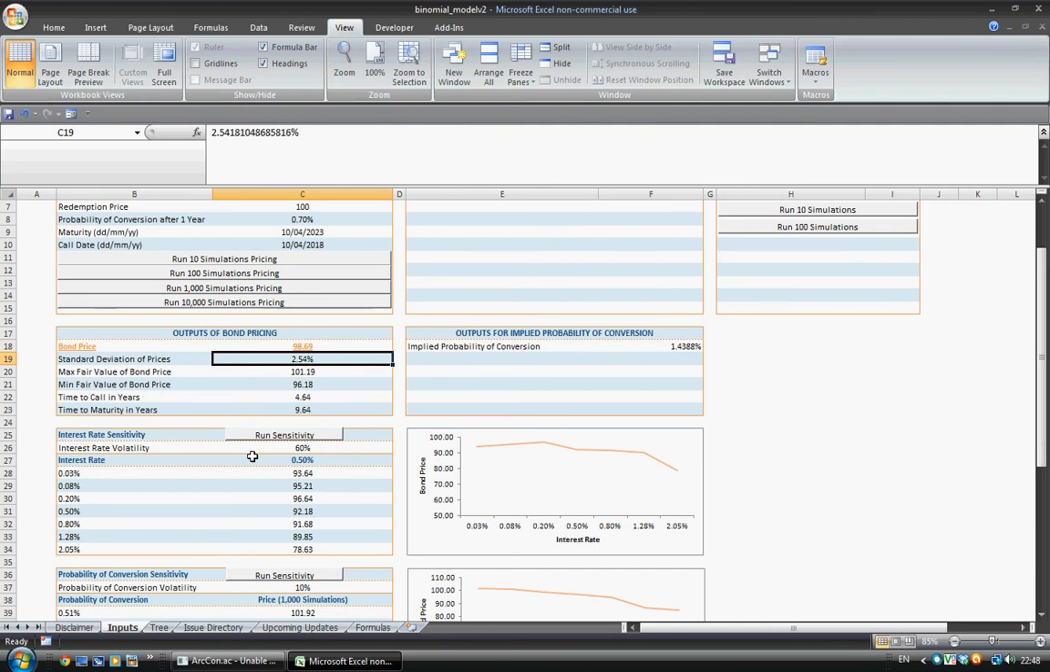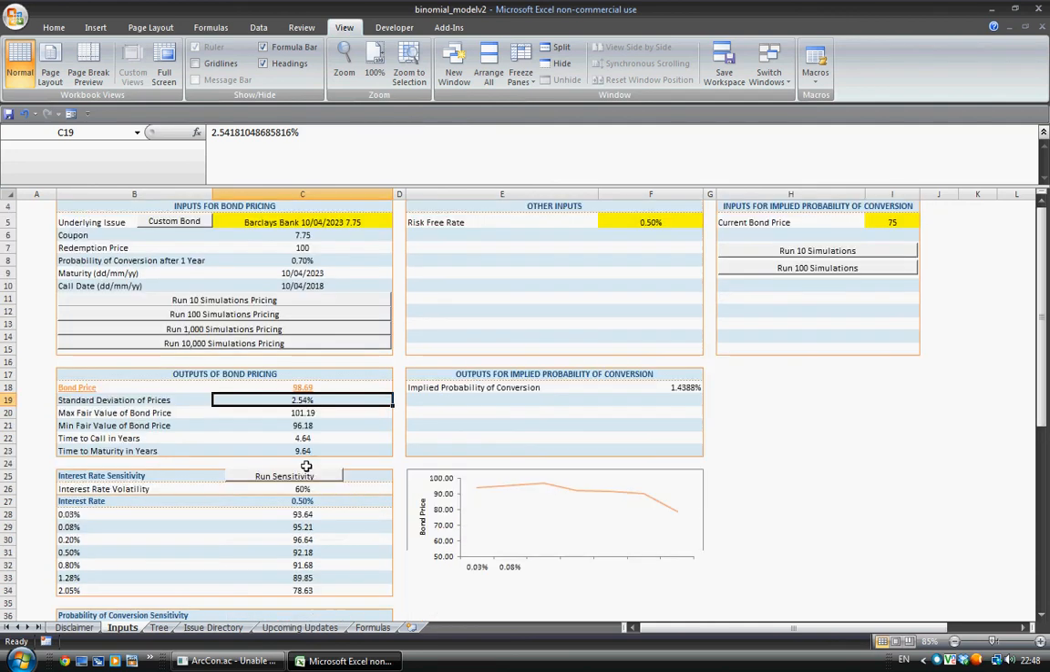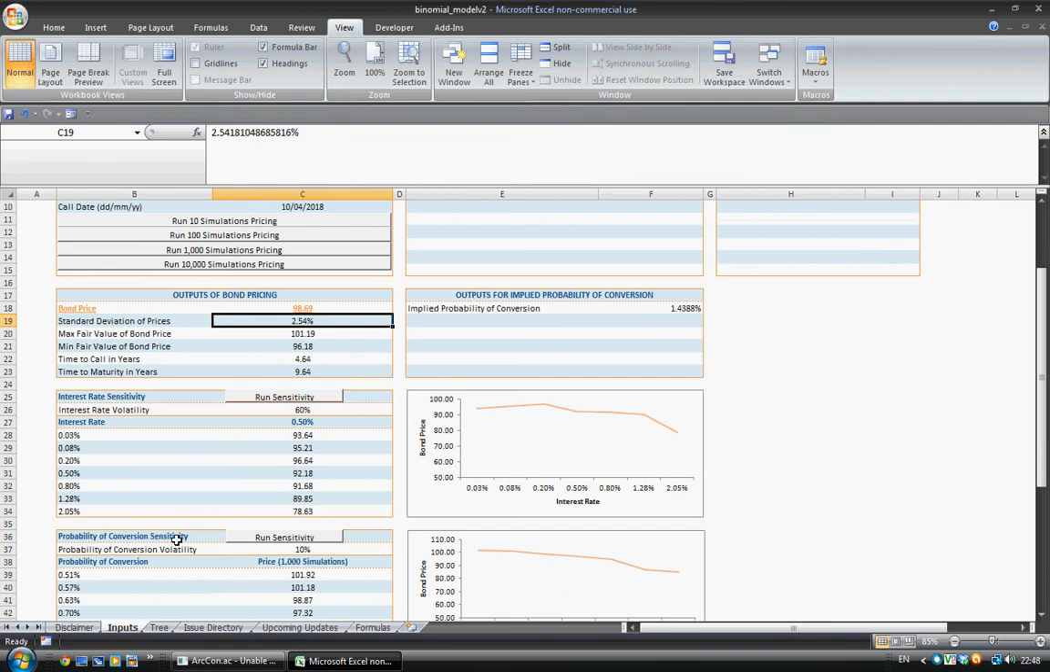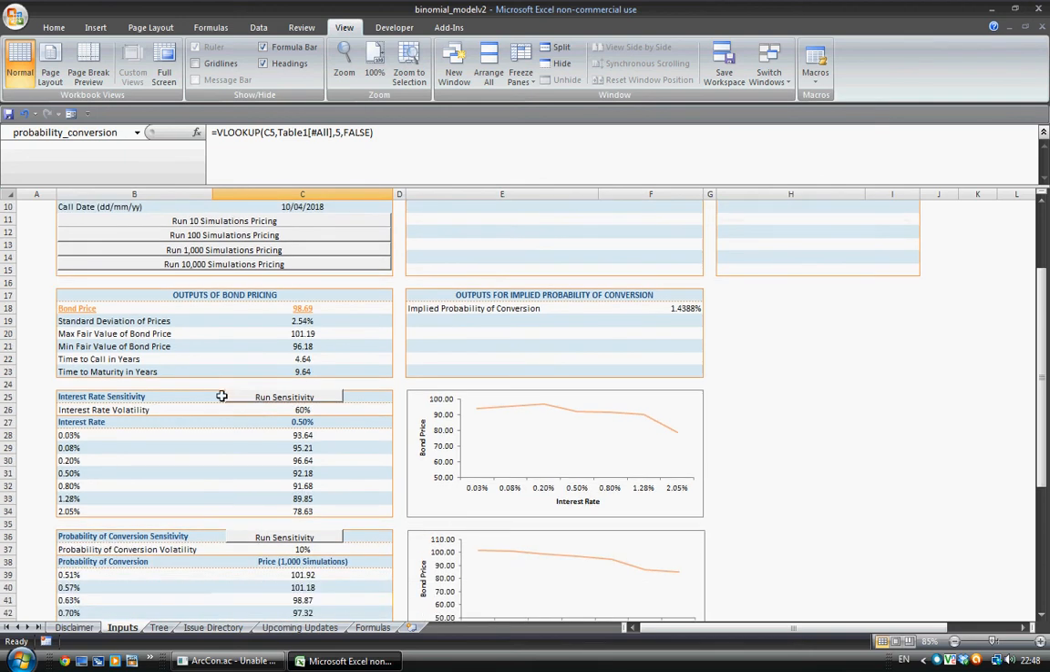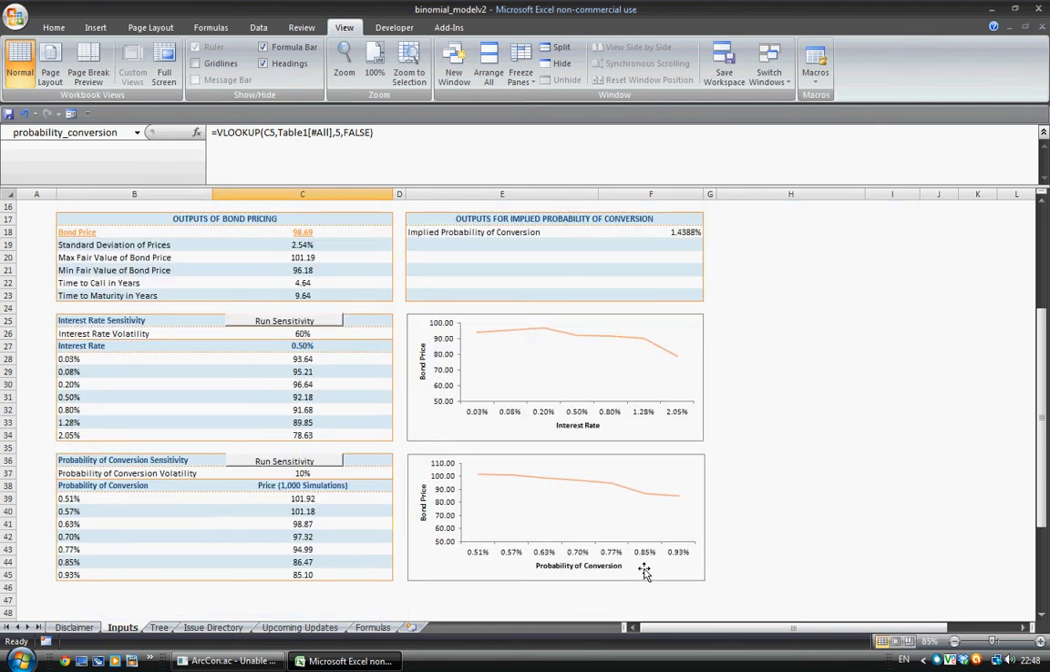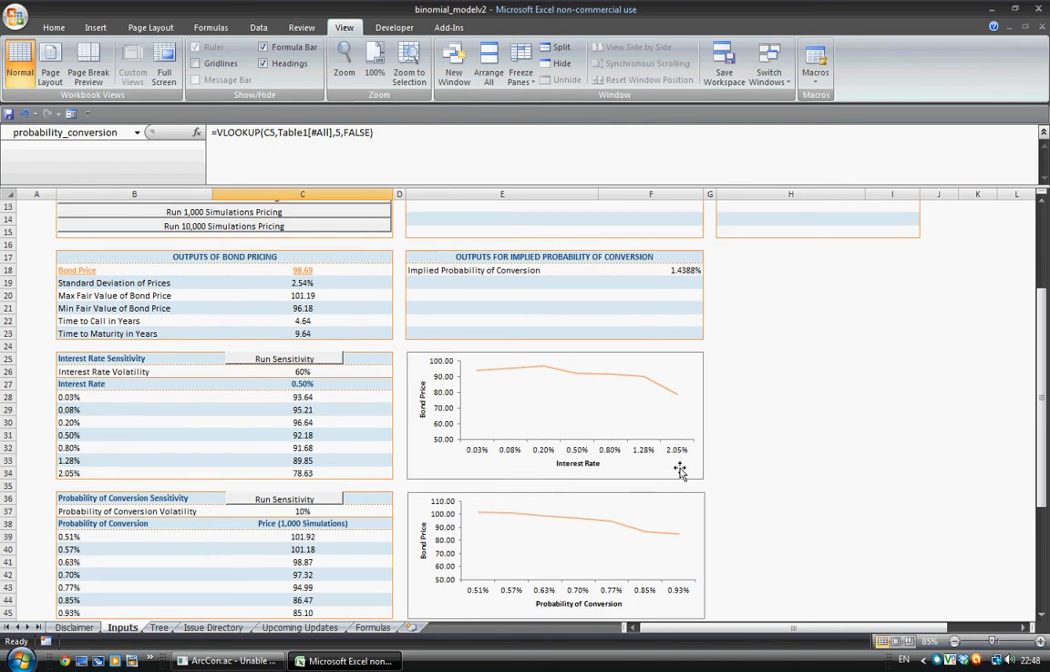And then we have an interest rate sensitivity. Interestingly enough, these bonds are not as sensitive to interest rates as, for example, treasuries or some other more senior debt would be. Then we have a sensitivity analysis to the probability of conversion, which is, as I said, the most key variable. You can see here, as the probability of conversion increases, we have a significant drop in the price, and as interest rates increase, we have a quite significant decrease in the price as well.